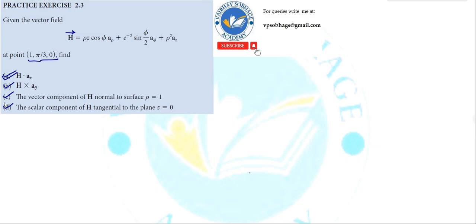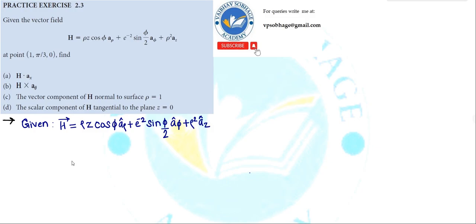Okay, so we will start with the very first part of the numerical, that is, we are going to find the dot product between the given vector H and a_x. Very firstly we will write the given vector H, find what that vector H is at the point (1, pi/3, 0), and then take the dot product with respect to the vector a_x. So this is what we are given with vector H, and we have to find vector H at point (1, pi/3, 0).